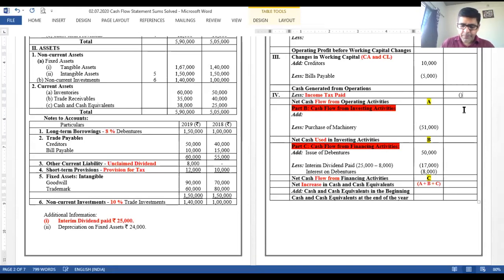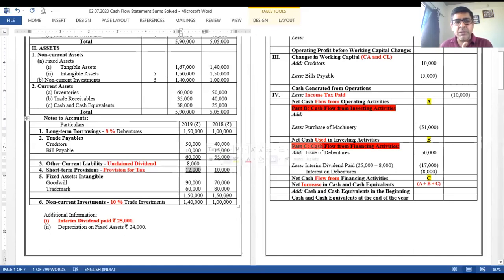Let me write over here. Amount of tax paid is 10,000. In case provision for tax account is given and there is no additional information, by default, we assume that the balance of last year has been paid during the current year. So 10,000 has been paid. I have shown it over here. The closing balance, that is the provision of the current year.